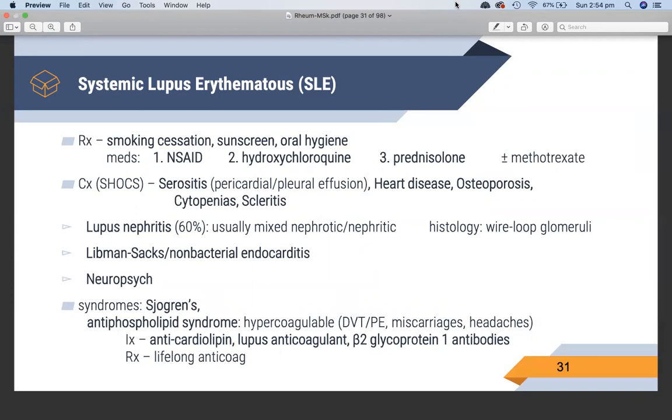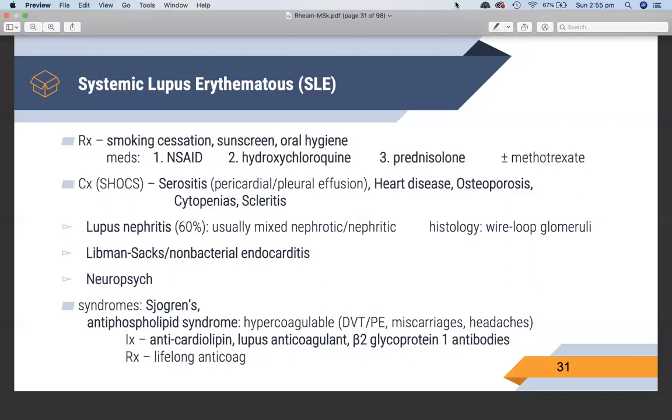Complications: at some level it overlaps a lot with RA, you get all these same things. But you can also get lupus nephritis, which is usually partly nephrotic, partly nephritic. It can be nephrotic, can be nephritic, can be both. There are six different classes. We don't need to know too much about it other than that it exists, and that under the microscope you see wire loop glomeruli, buzzword.